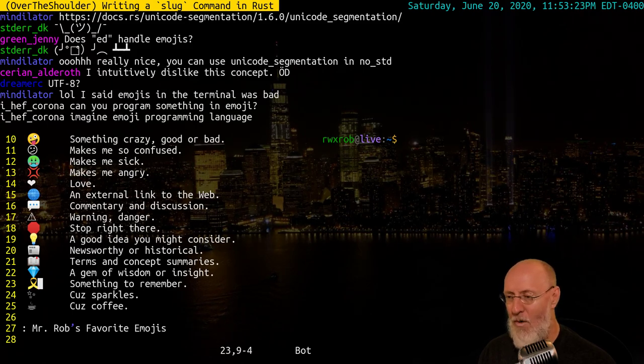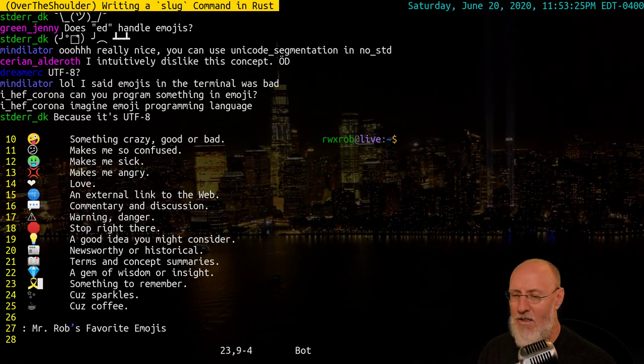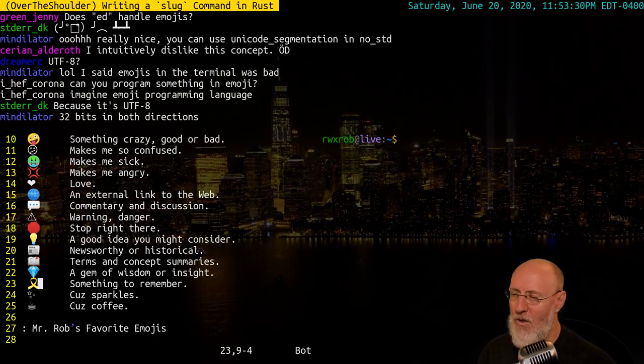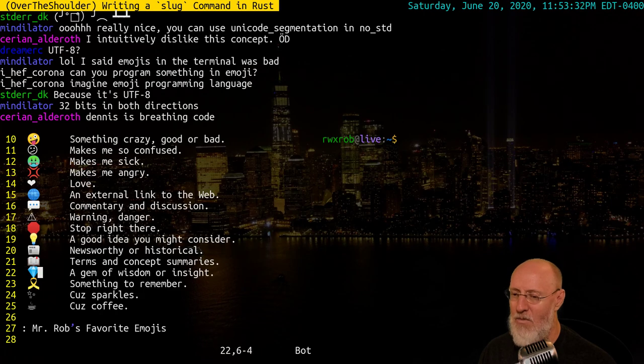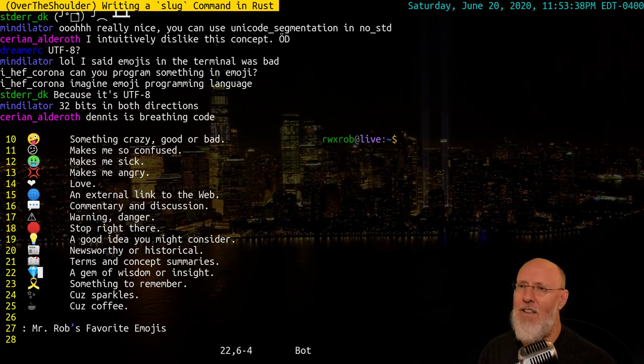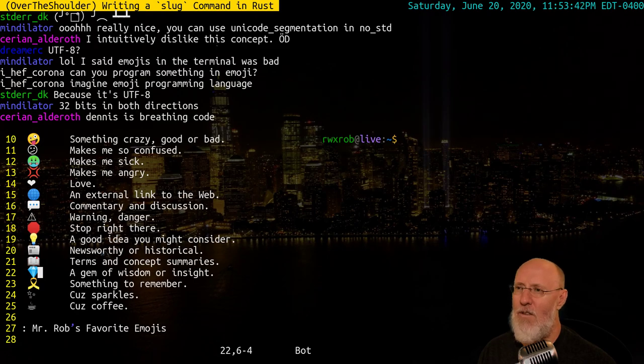That's only four bytes, and this one is 7 bytes, because, well, we know that's due to UTF-8, but what I find interesting is that this one is different. Dennis is breathing code. He definitely does dislike this concept. Unicode segmentation in the center.